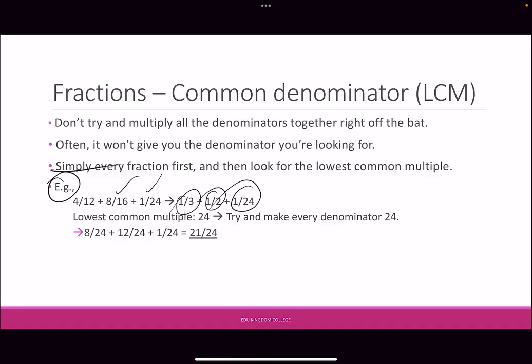So what we're going to do now is make every denominator into 24. Obviously 1 over 24 stays the same, but for a half you multiply top and bottom by 12, and for 1 over 3 you multiply top and bottom by 8. Those will give you denominators over 24 and the correct numerators as well. Add them together, and you should get 21 over 24.